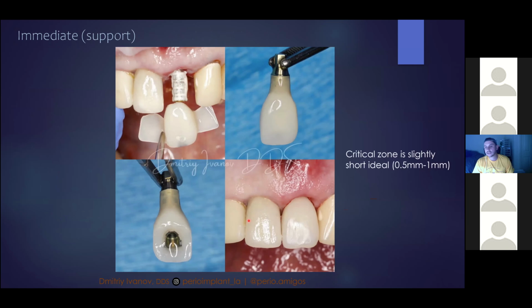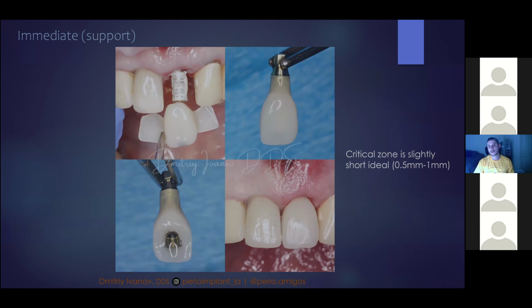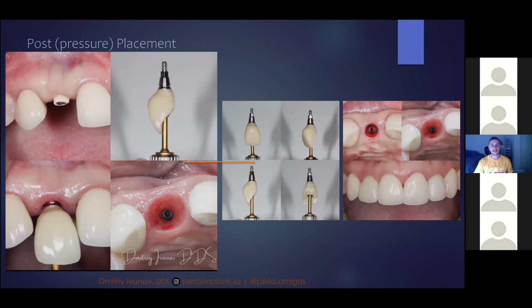So immediate usually means we're supporting the tissue that exists, right? We want to prevent the papilla from collapsing. You want to prevent the gingival zenith from collapsing. And it's very important to know the critical zone. That's the zone immediately at the gingival zenith. In the temporary phase, it always has to be slightly shorter, so 0.5 millimeters shorter than the final position of the gingival zenith.